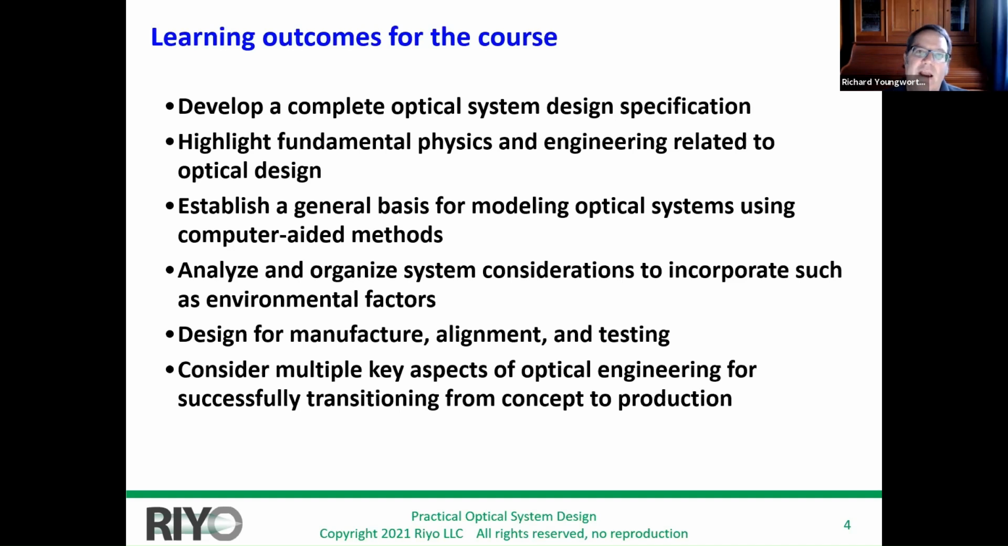Talk about design for manufacture, alignment and testing. And the big message there is always to consider those factors as early as you can. We also talk about multiple key aspects of optical engineering to take things from concept to production. Not at a level, say, that a full-blown tolerancing class would discuss, or something on drawings, for example, but something that the optical engineering framework and fundamentals are in place.